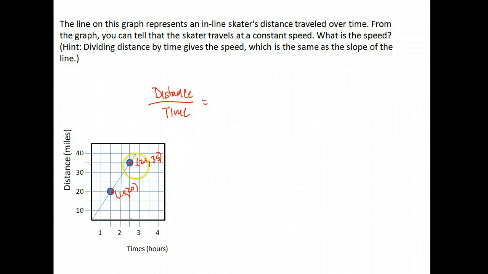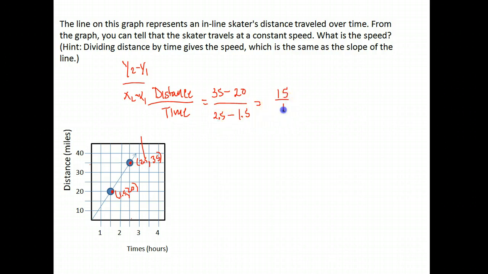So what we're doing here is finding the slope of the line. We want the change in distance. Okay, so again, this is just like our slope formula. We subtract the y's. So my y's were 35, my distances, minus 20. My time was 2.5 hours and 1.5 hours. 35 minus 20 is 15, and 2.5 minus 1.5 is 1. 15 divided by 1 is 15. So the speed of this inline skater is 15 miles per hour.